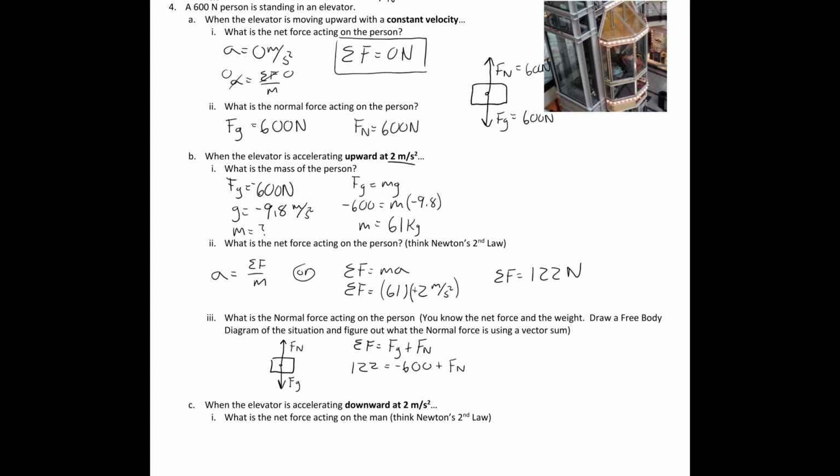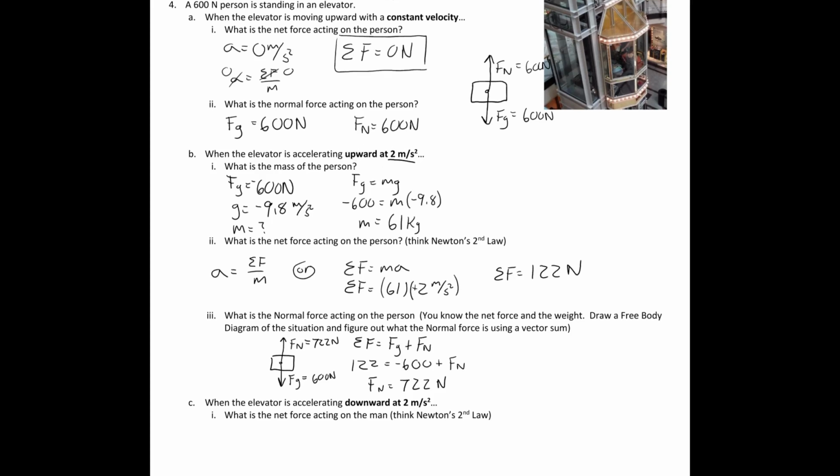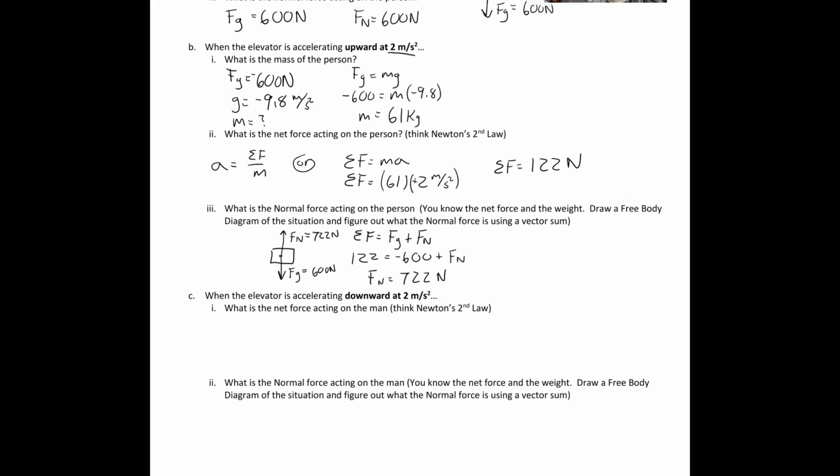So to solve for the normal force, you add 600 newtons to both sides, and you get 722 newtons. This is 722 newtons. This is 600 newtons. The forces are not balanced. That's okay. We didn't break physics. That just means that there is a net force in the upward direction. And that makes sense because you're accelerating upwards. Okay. Now, C is similar. See if you could do C on your own. Do the same process. Find the net force and then do the free body diagram.